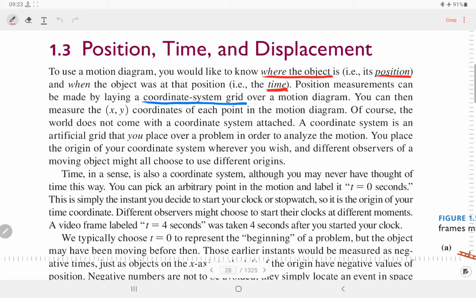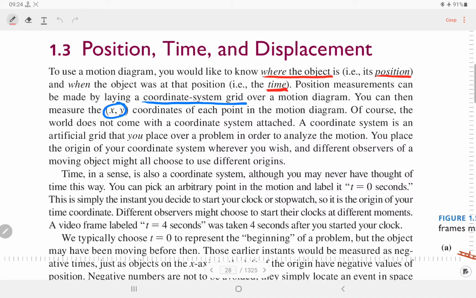You know what a coordinate system is? Yes, x, y, etc. Simple. You can then measure x, y coordinates. X is the horizontal coordinate, y is the vertical coordinate, as you know. You can then measure the x and y coordinates of each point. Point means, for example, the initial point, the final point, or a point at a certain time.